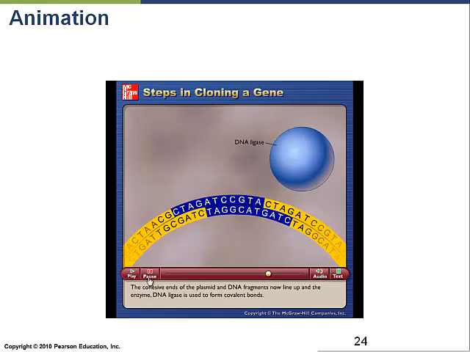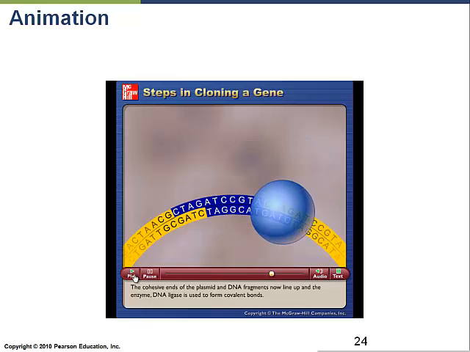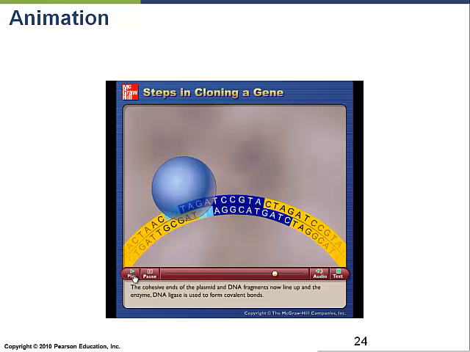So remember, we have made a genetically modified organism at this point. The yellow represents bacterial DNA, the green represents cow DNA. This is DNA ligase. DNA ligase has to come along and seal those ends. So now those two different types of DNA are sealed together. It's fascinating, isn't it? The blue is cow DNA, the yellow is bacterial DNA, and there's no difference in those types of DNA. This is something that's relatively easy to do.